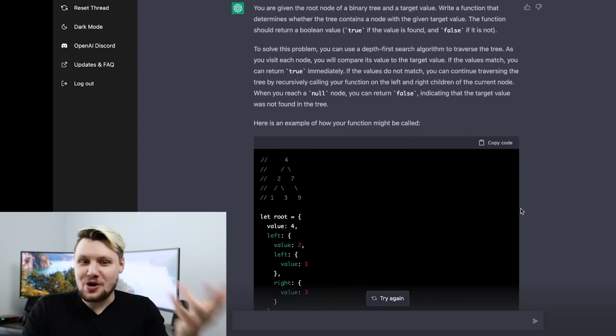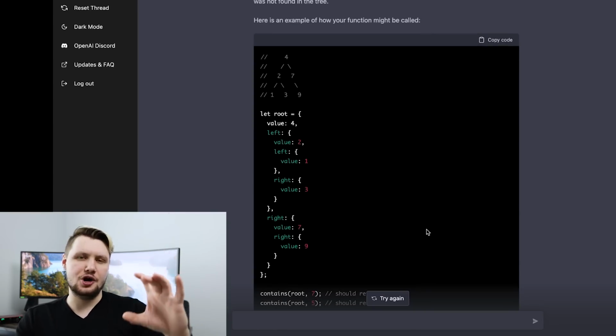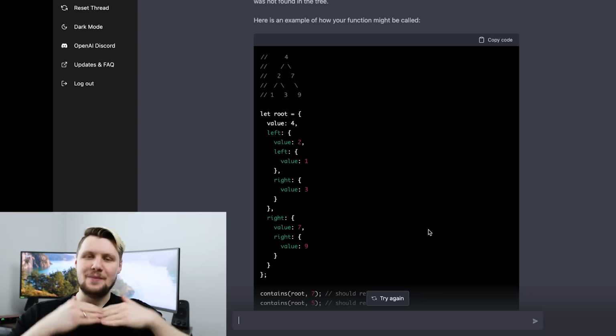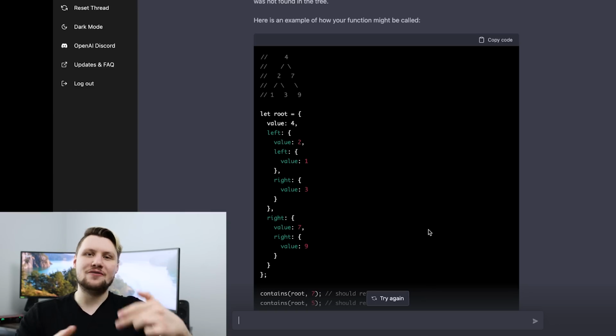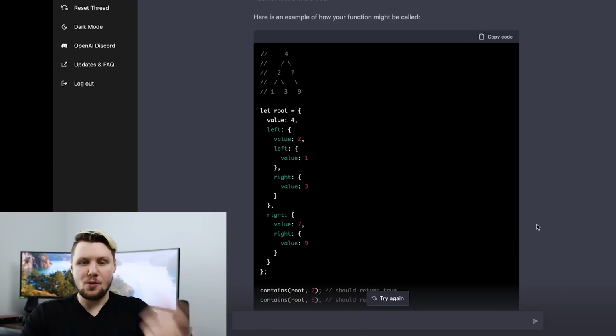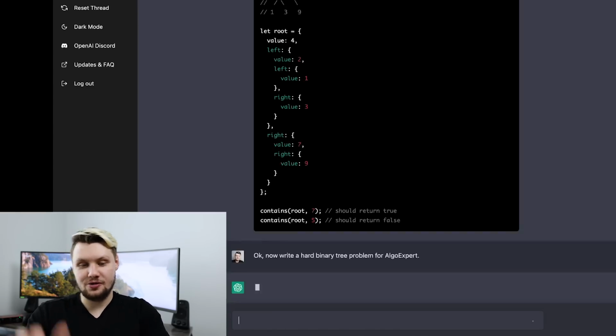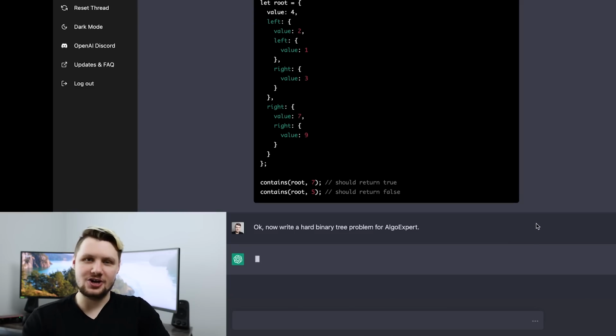I wonder what would happen if I asked it to write a hard problem. Let's try that. And by the way, here it cut off. I heard that the reason it cuts off sometimes is because there's a limit to how many characters it can spit out, and you have to just tell it to keep going. I think if I tell it to keep going here, it's going to keep going. But what if I say, okay, now write a hard binary tree problem for AlgoExpert. Let's see if it can come up with a hard binary tree problem.